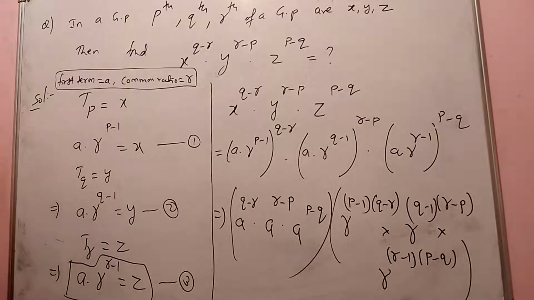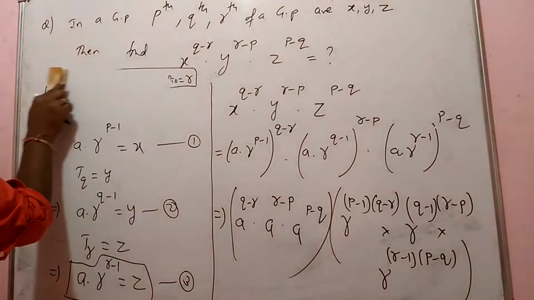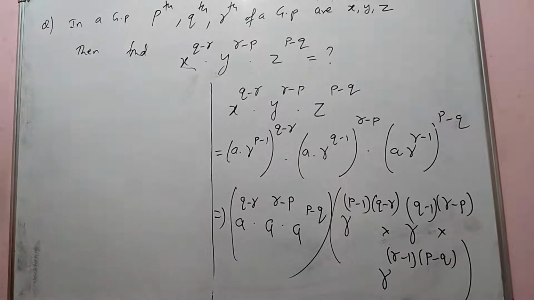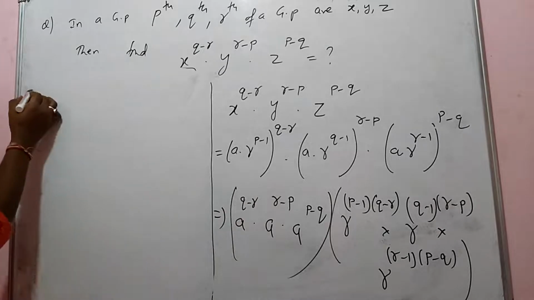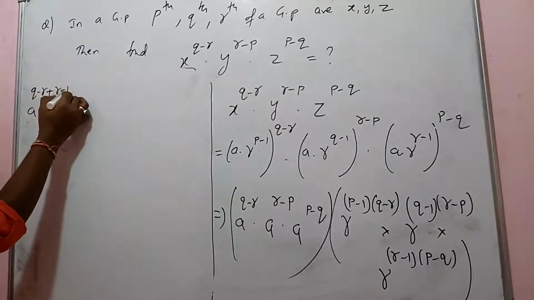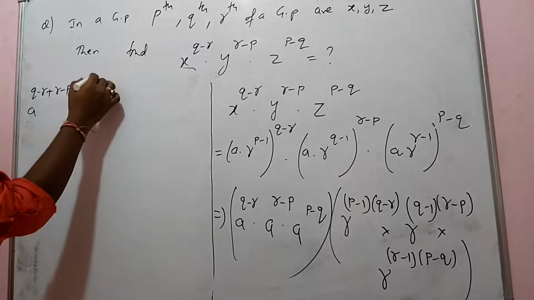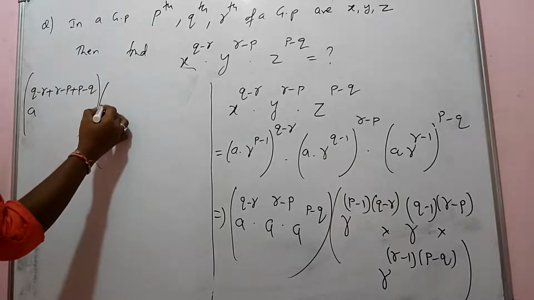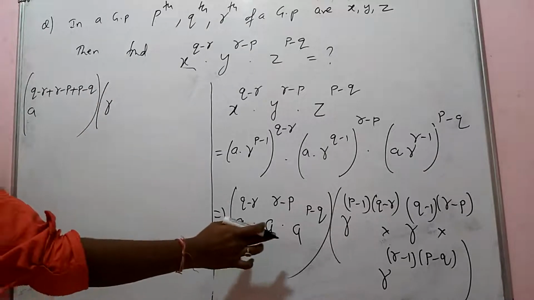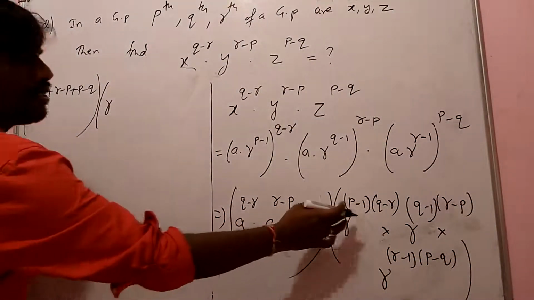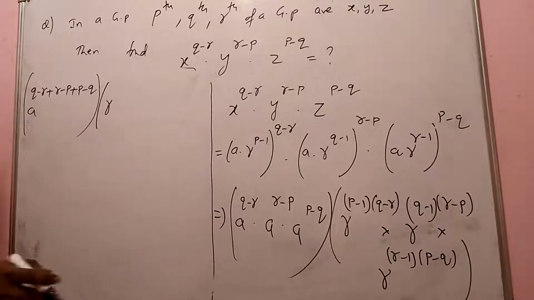So now look here, what I am going to get as the answer. Now I am going to solve this one. A to the power of, all powers will be added: q minus r plus r minus p plus p minus q. For r power, I am going to get p minus 1 into q minus r, p minus 1 into q minus 1. Just multiply p into q, pq minus p.